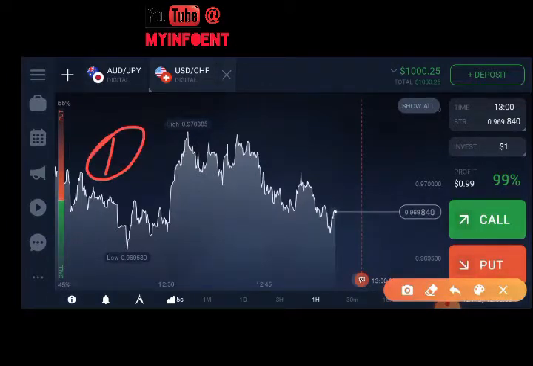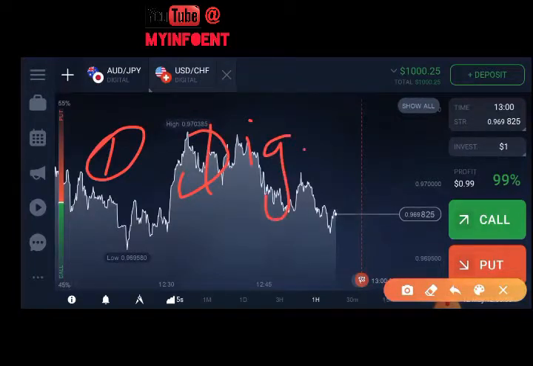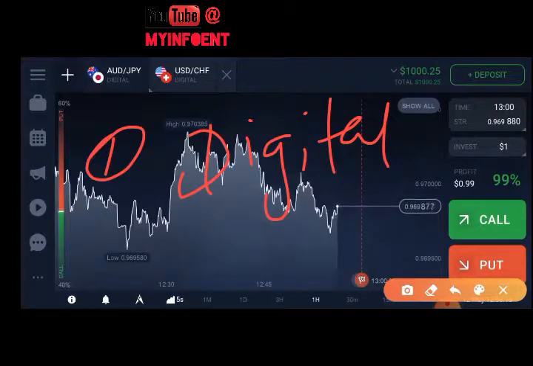this strategy only works on digital options. It does not work on binary options. So if you're using the phone application, you see that digital option is there, binary option is not there. So no need to bother, only trade digital options. If you're using the PC version, the personal desktop computer version, you see that binary is there, but this strategy does not work on binary. It only works on digital options.